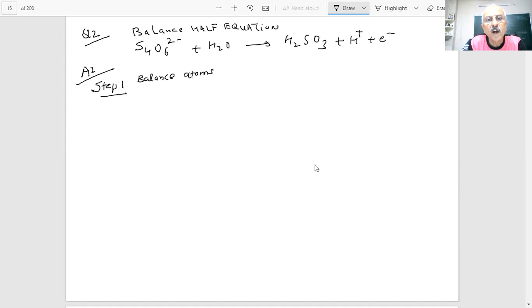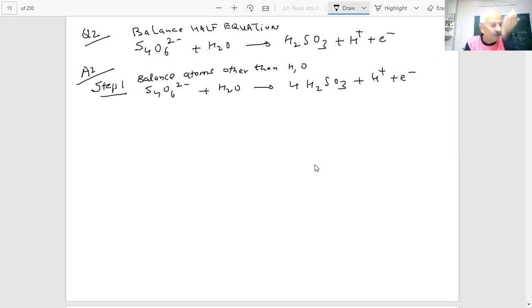First step, balance atoms other than hydrogen and oxygen. So here you have 4 sulfur, S4O6 2 minus plus H2O gives 4 H2SO3. Okay? Step 1 complete. What is step 2? What do we balance in step 2, students? Balance oxygen atoms.